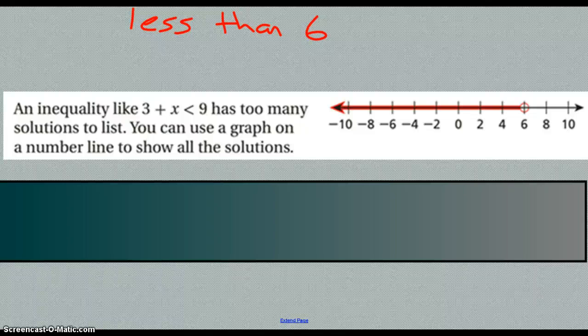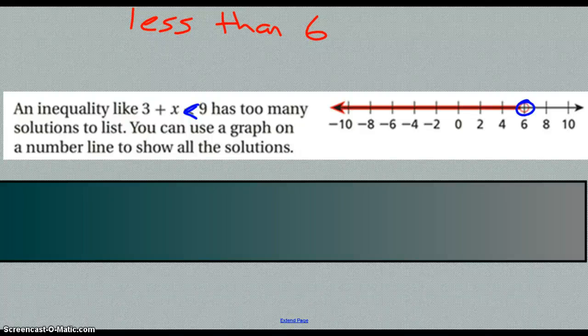All right. So an inequality like 3 plus x is less than 9 has too many solutions to list. So we can use a graph on a number line to show all the solutions. And here's what they've done. When you're graphing, if it's strictly less than, which this one is, there is no line underneath it. Remember, we don't want to include 6, because if x was 6, then 9 would equal 9, but we're not saying that it can be equal to 9. We're saying it has to be strictly less than 9. So that's why this has an open circle on it.